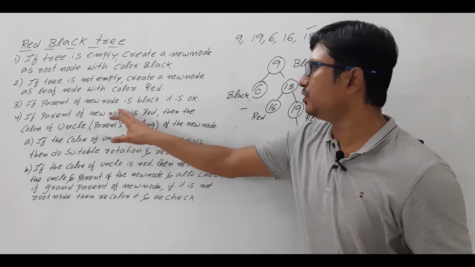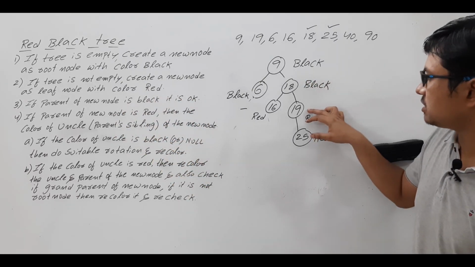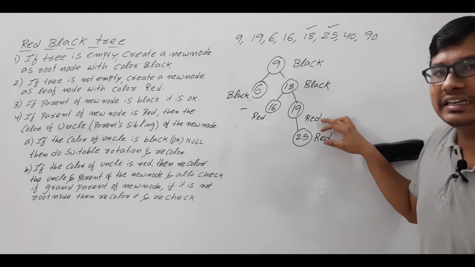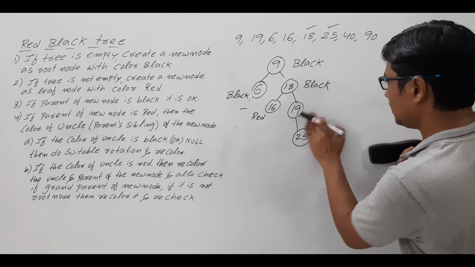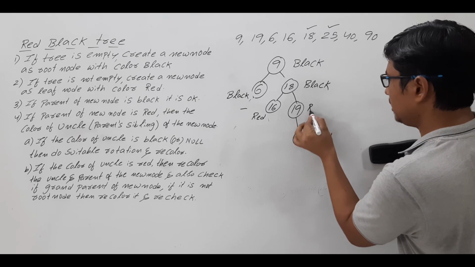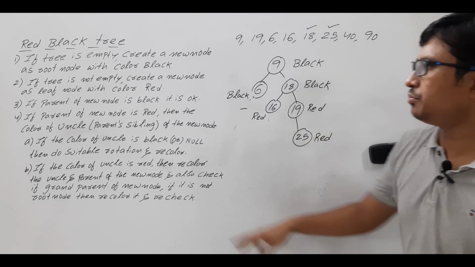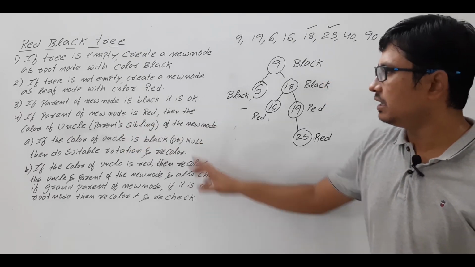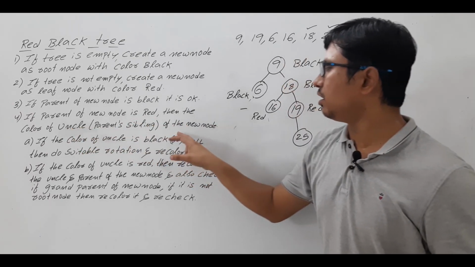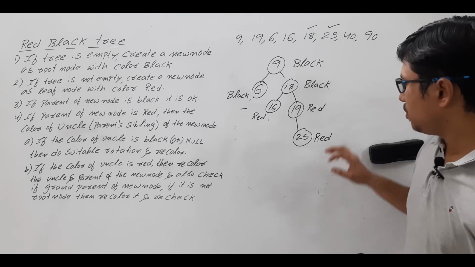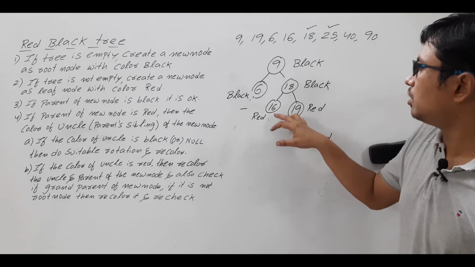Now check the third rule. If the parent of the new node is black, it is okay. But what is the parent? Here 19. 19's color is red. Let me write here so that you will understand. 25's parent is 19, which is red color. So if the parent of the new node is red, then you need to check the color of the uncle of the new node. What is the color of the new node's uncle?